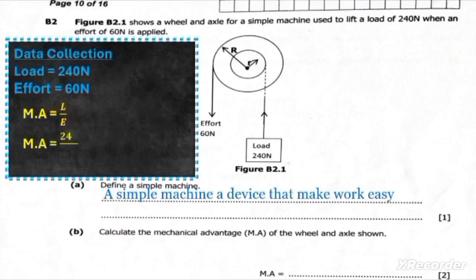So load is equal to 240 and effort is equal to 60. 240 divided by 60, we are going to get 4. So the mechanical advantage therefore is 4. By the way, mechanical advantage is a ratio, so we don't expect to see any units. So mechanical advantage has no units. Don't stress yourself by trying to figure out the unit you can put on the mechanical advantage. Mechanical advantage has no unit.